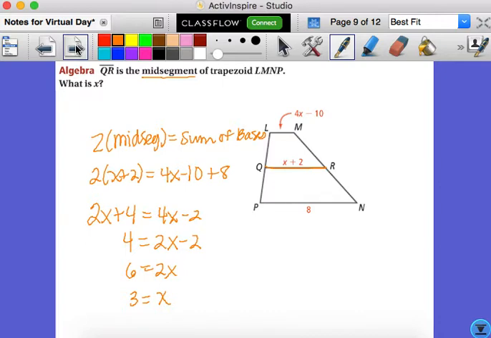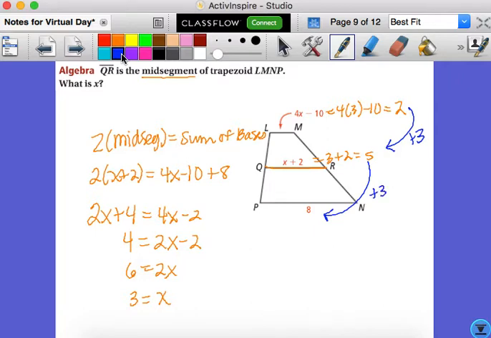Now what you might want to get in the habit of doing is plugging that back in. For LM I have 4 times 3 minus 10, which means I have 12 minus 10, which is 2. In the middle I have 3 plus 2, which is 5. And last but not least, I have 8. What you should notice here is there's a consistent increase. We're increasing by the same amount to get to the next level. That will always be the case. It may not always be 3, but we should have the same amount between each level.